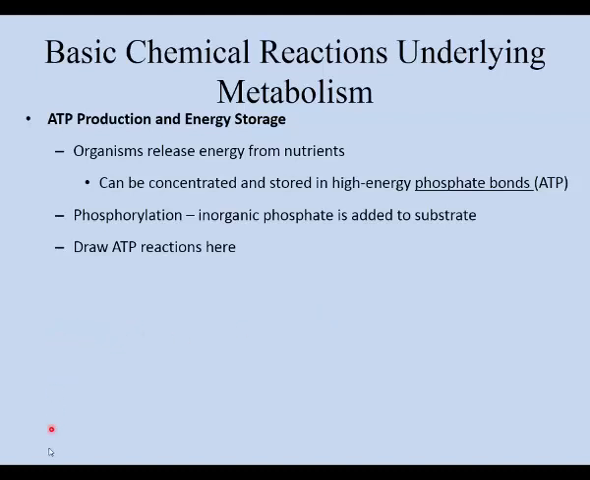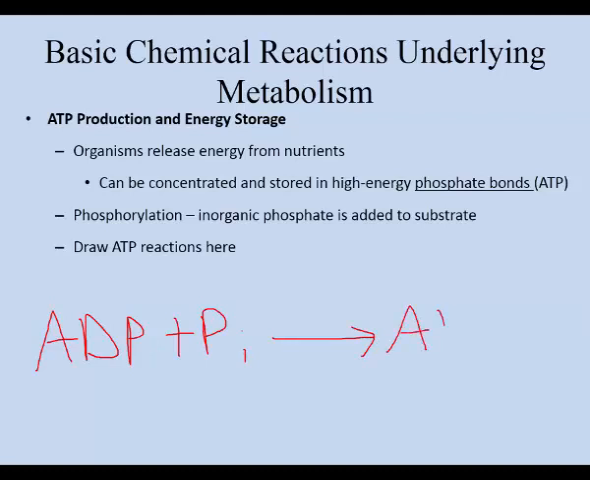This is called phosphorylation, where we take an inorganic phosphate and we add it to our substrate. And so basically we see something like this: ADP, where D stands for diphosphate, plus Pi yields ATP. Now, this ATP can also have that phosphate taken back off, and we can reverse the reaction where we take ATP, take off the phosphate, release energy to be used through anabolism, and produce ADP again. So we see this reaction being reversible.